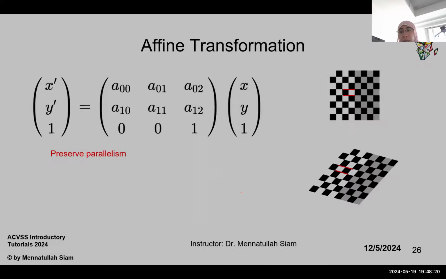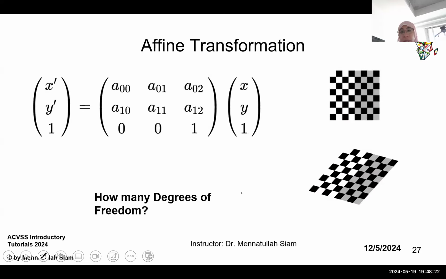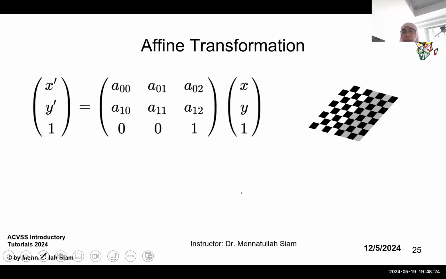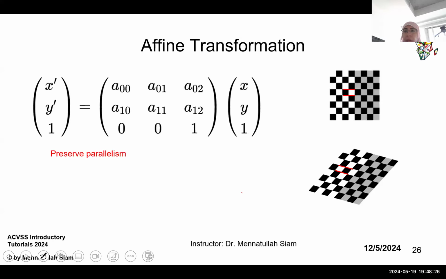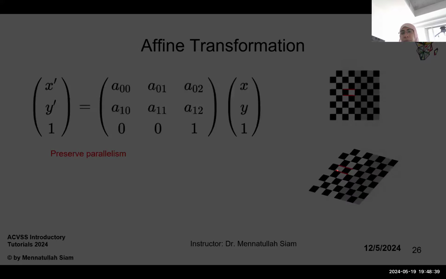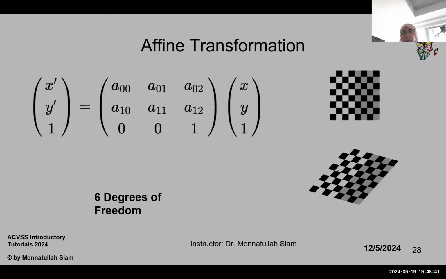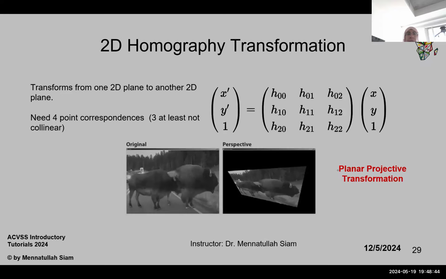It still preserves parallelism, but notice how it doesn't preserve angles anymore, right? Like here, this was a 90. Here, this becomes not necessarily 90 anymore. But the parallel lines stay parallel. Right, so we have 6 degrees of freedom.